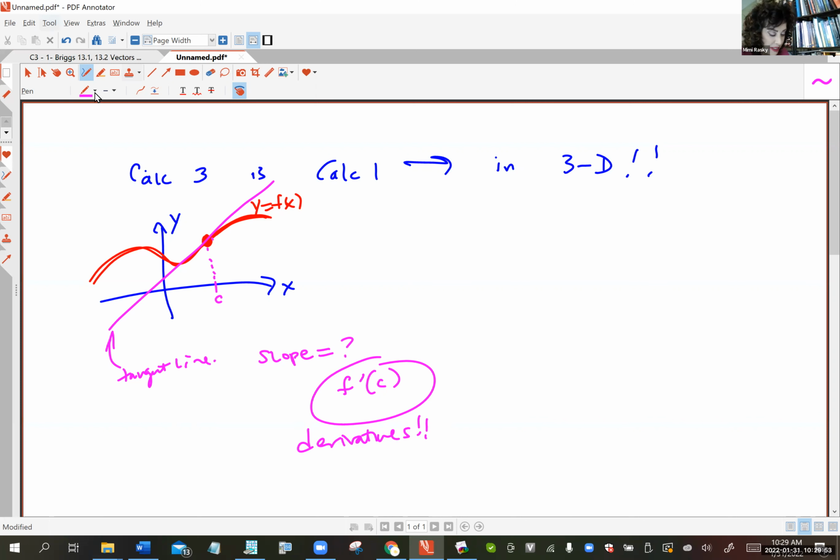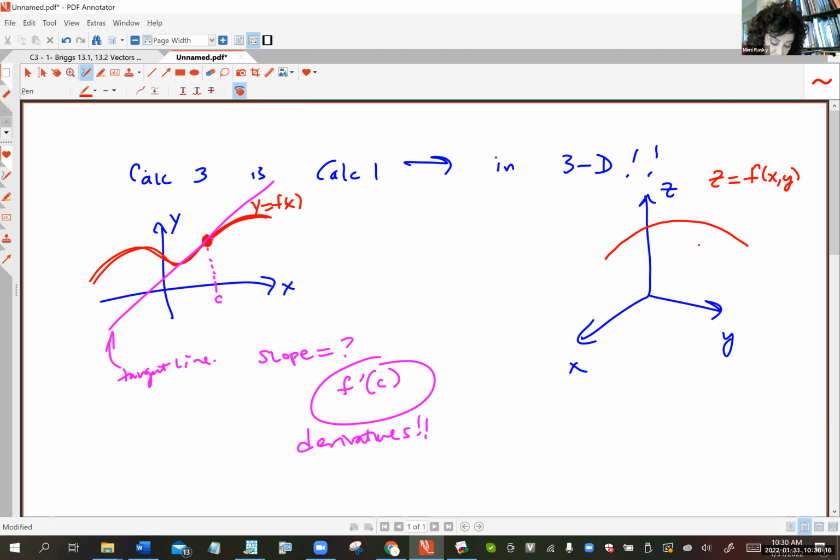Cool. So what's this got to do with Calc 3? Well, I just want you to know that in Calc 3, we're going to be working in 3 dimensions. You're going to have 3 axes, the x, y, and the z. And instead of a curve, you're going to be looking at this function of 2 variables, z equals f of x comma y, which will graph as a surface. So I'll just draw like a capping surface here. This is a surface.